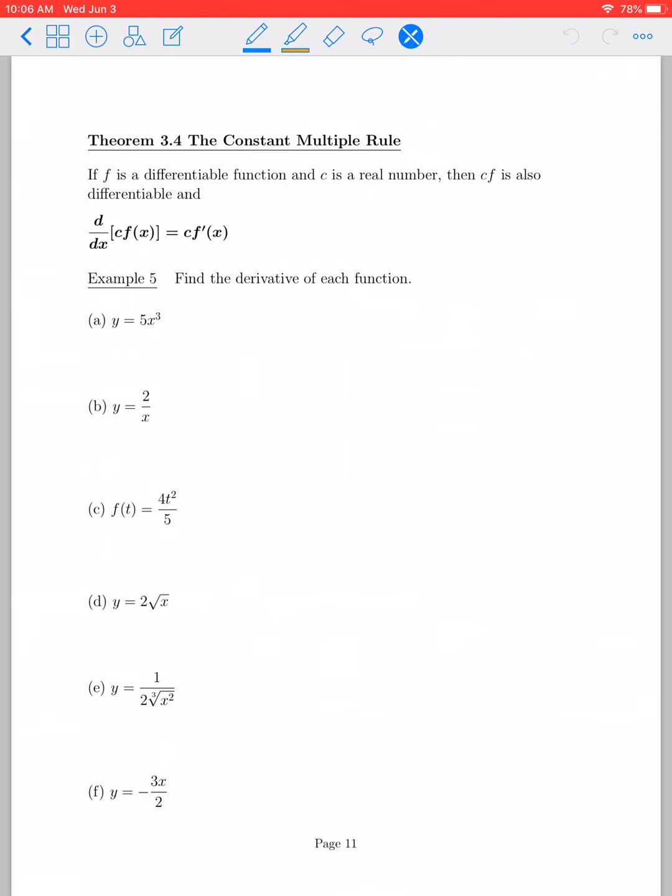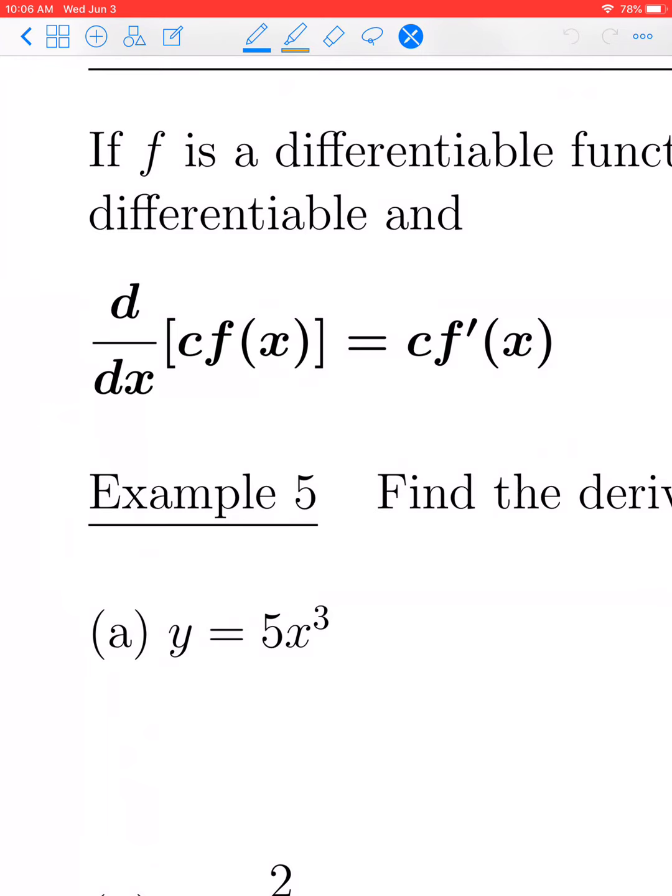Theorem 3.4 is the constant multiple rule. What the constant multiple rule says is, let's suppose you have a constant c times some function of x. Then to take the derivative of this expression, you can simply pull the constant to the outside. So you can pull a constant outside of a derivative, and then it's simply going to be the constant times the derivative, f prime of x.